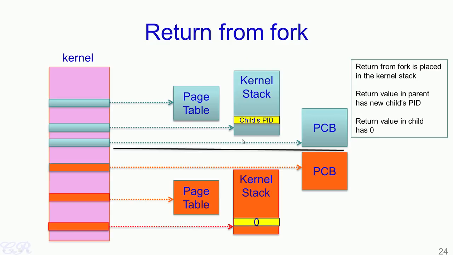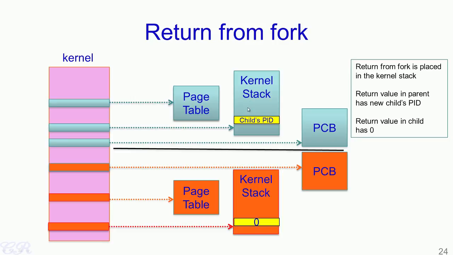Now, one important difference between the parent process and the child process with respect to the fork is that in the parent process, fork returns the child's PID, while in the child process the fork system call would return 0. So, how does the operating system make this difference?